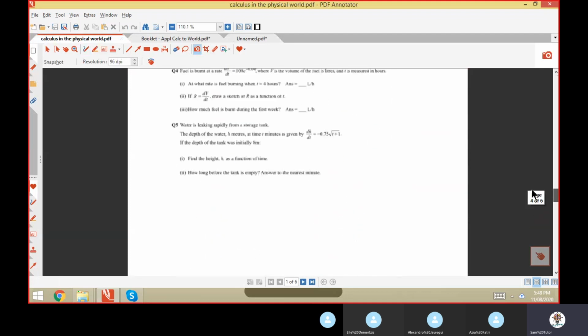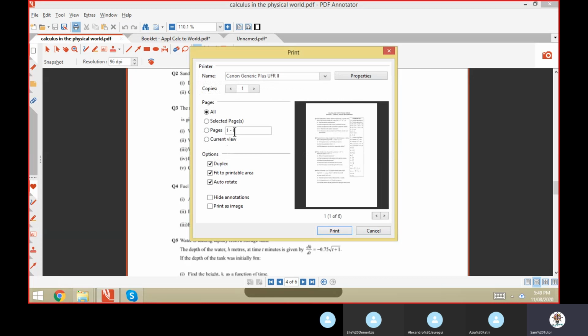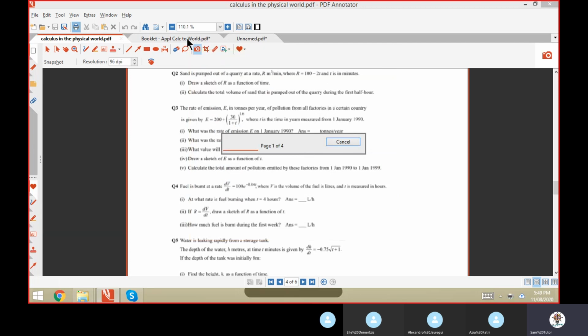You probably still want to write some notes though, so don't just put that all away. Pages 1 to 4. Print, and then I'll even print this one.